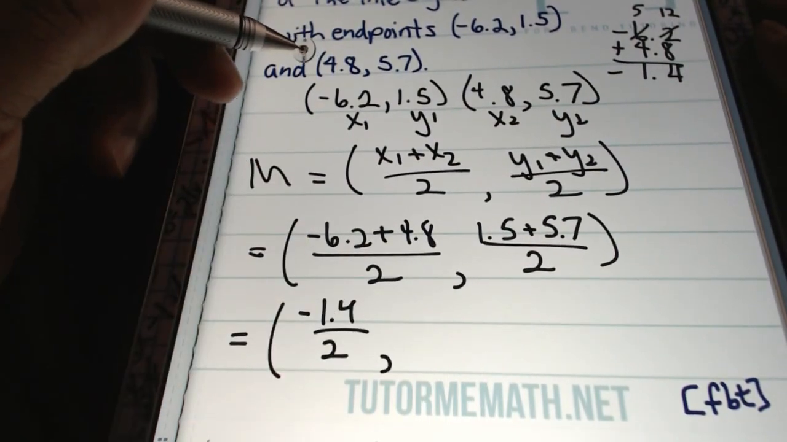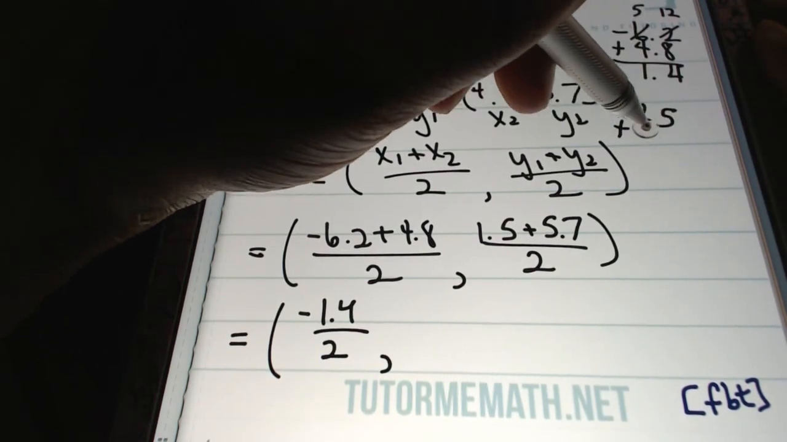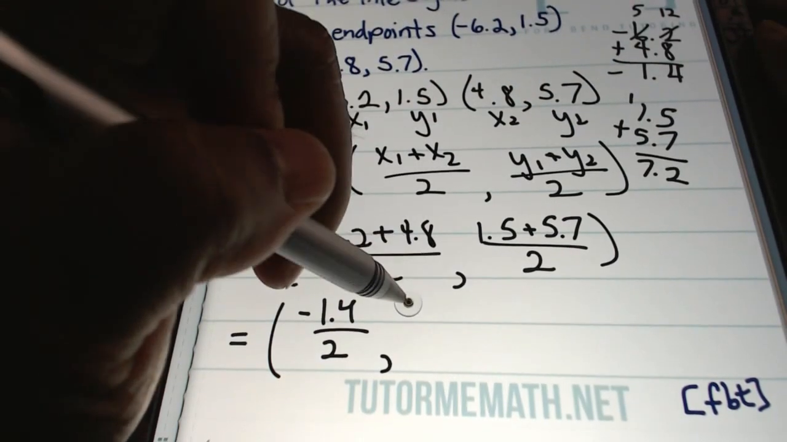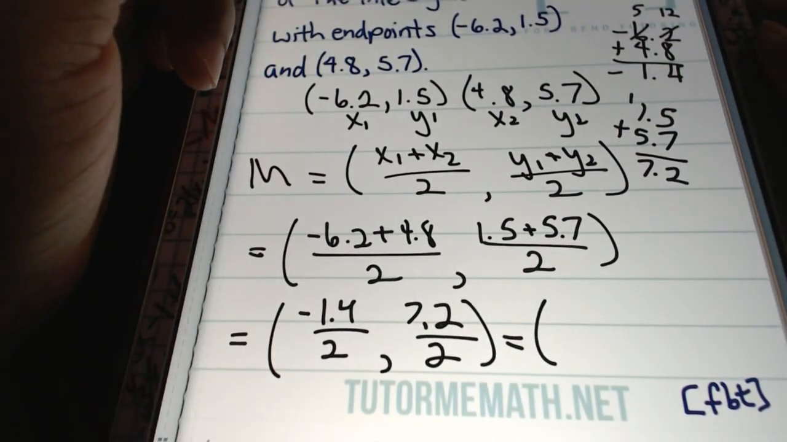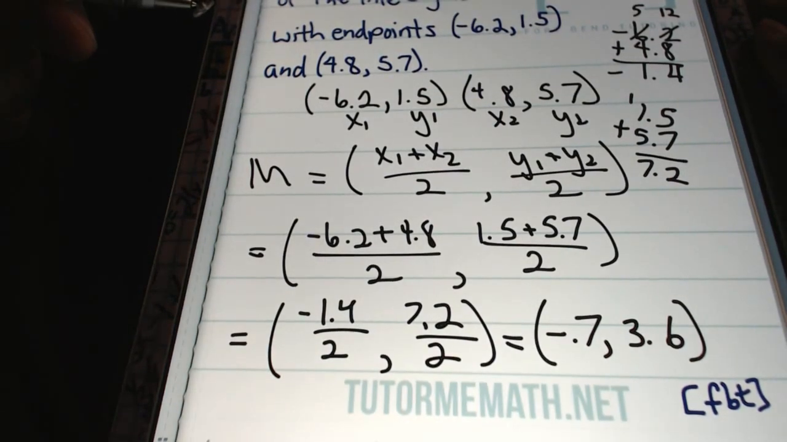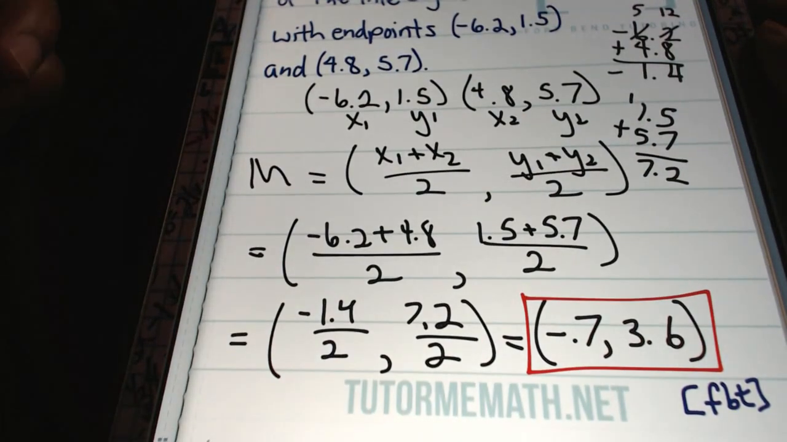Then we have 1 5/10 plus 5 7/10. Let's play it on the safe side since my brain is malfunctioning today. We'll end up with 7 2/10 divided by 2. From here, continue to simplify this, guys, and we should end up with negative 7/10, and the other one will be 3 6/10. So our x value here is negative 7/10, and we have our y value as 3 6/10, and this is our answer for problem number 3.